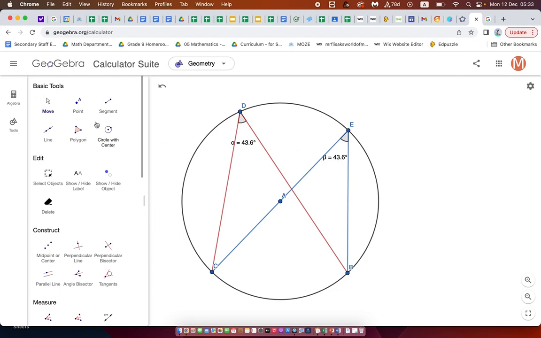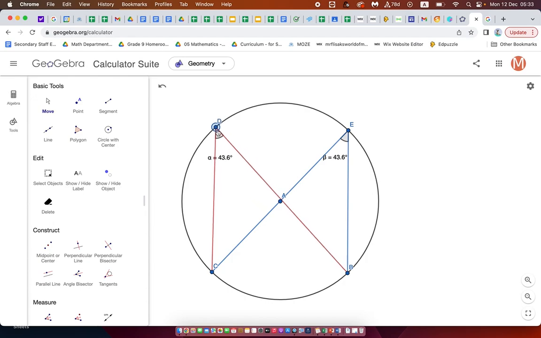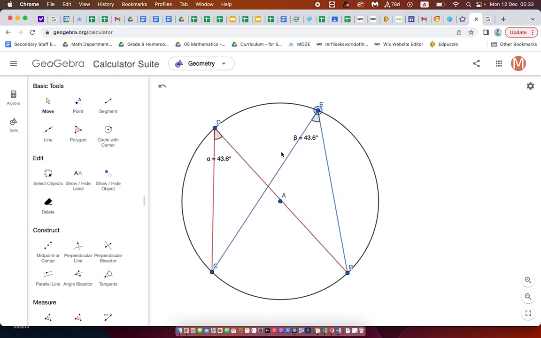We should double check that by moving these vertices to see if the angles remain the same. Okay, that one's 43 still. That one's the same. So both inscribed angles, when they open to the same arc, remain the same.